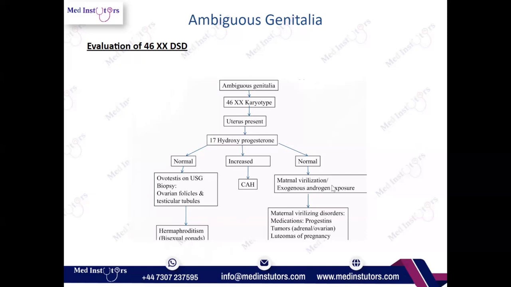Then in other cases, you may assess maternal virilization. That means, since she is a female baby, there is a chance she has been exposed to maternal androgens during pregnancy. So you need to assess that as well. And for that, you need to assess the maternal virilization disorder, like how much levels of androgens the mother had, which affected the baby. So this covers all about ambiguous genitalia.